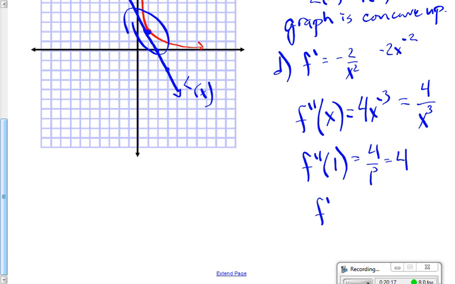So f double prime of 1 is greater than 0. Therefore, we have concave down. I'm sorry. Greater than 0 means concave up, guys. Sorry. Concave up. Okay?